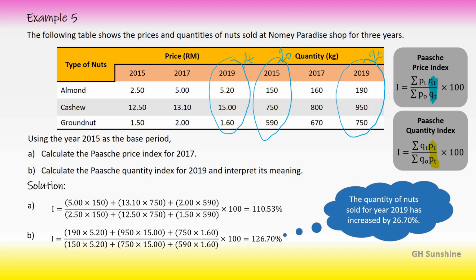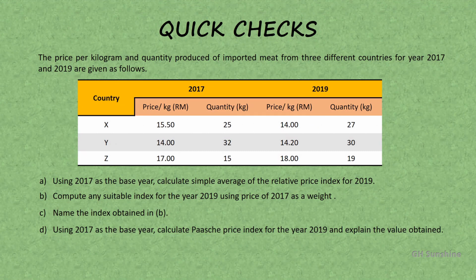The quantity of nuts sold for year 2019 has increased by 26.70%. Why increase? Because the value obtained is greater than 100 here. Okay, so that one is how to calculate Paasche price index and Paasche quantity index. Okay guys, before we proceed to next example, let's try on your own this question. Take your time to solve this question and at the end, please check your answer.